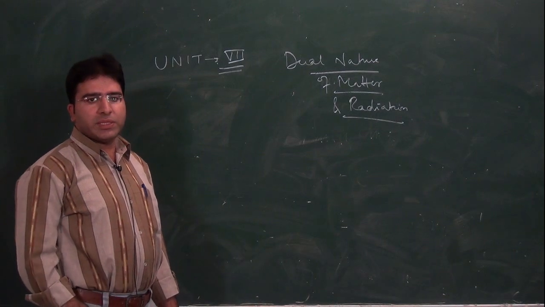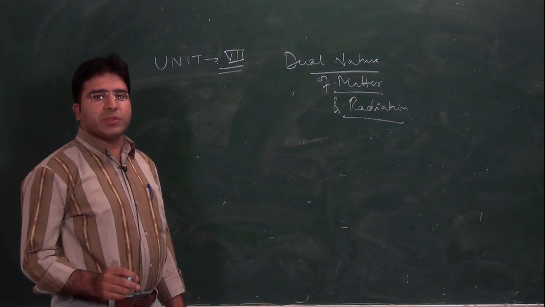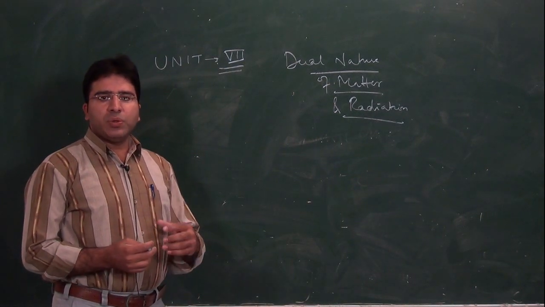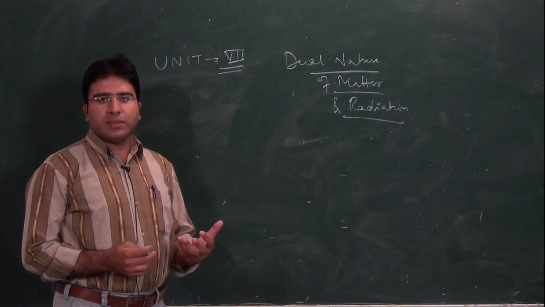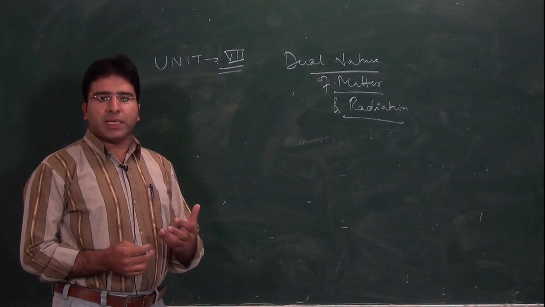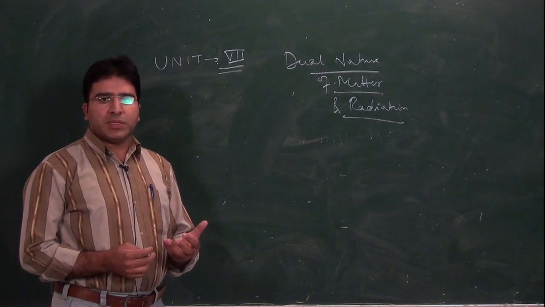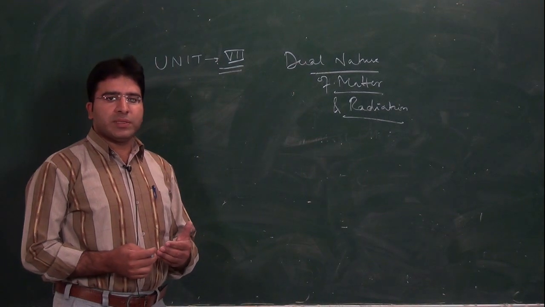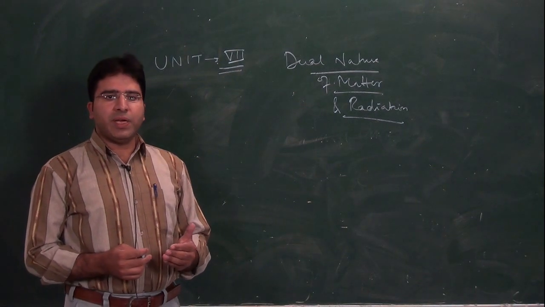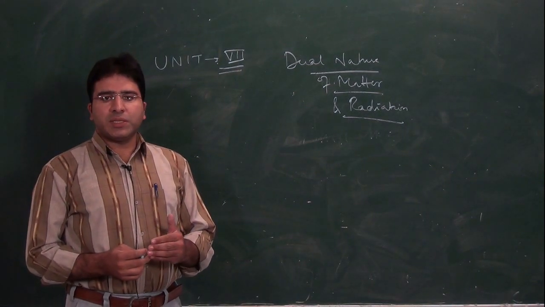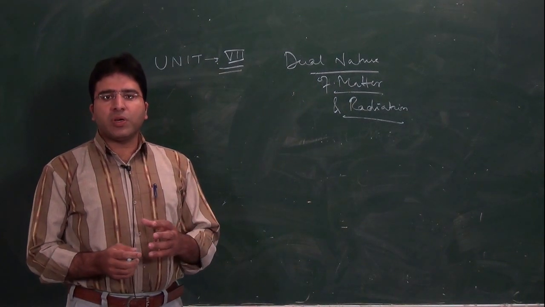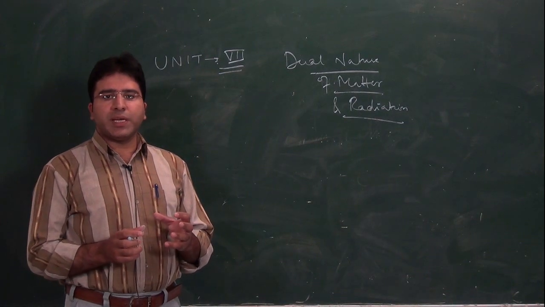It is dual nature of matter and radiation, in which we have to establish that matter and radiation both are dual in character. That means matter under most circumstances behaves like a particle, but under certain circumstances it behaves like a wave. Similarly, radiation under most circumstances behaves like a wave, but under certain circumstances it behaves like a stream of particles. That is what we call dual nature of matter and radiation.